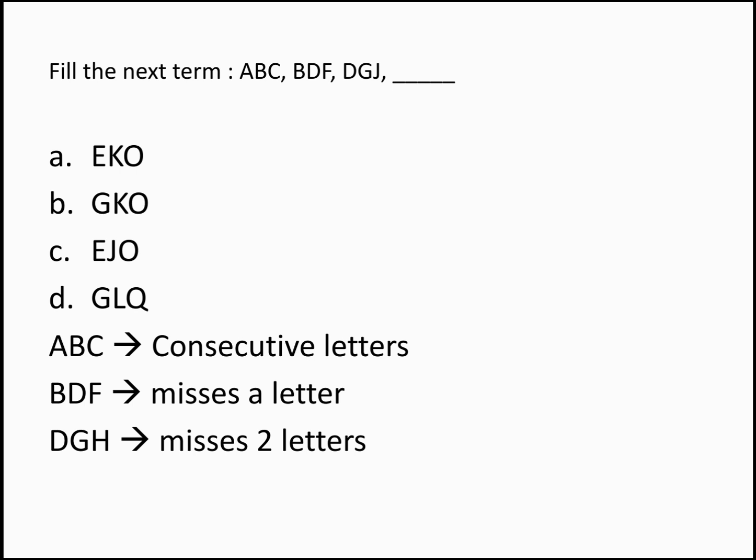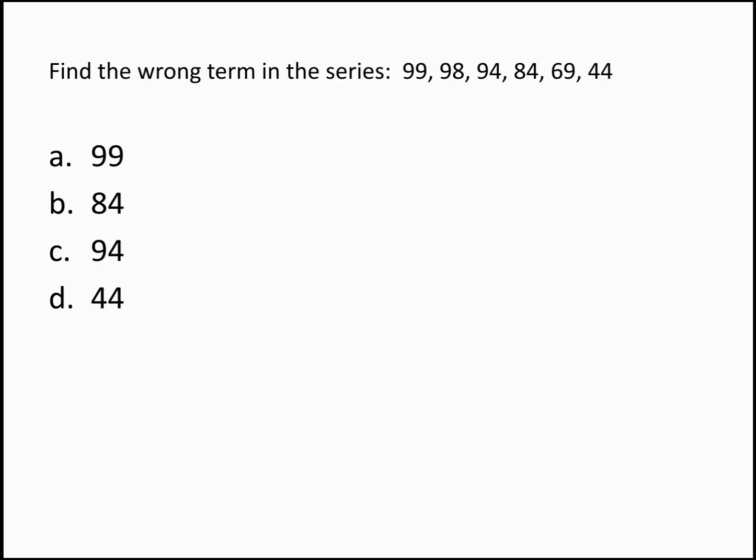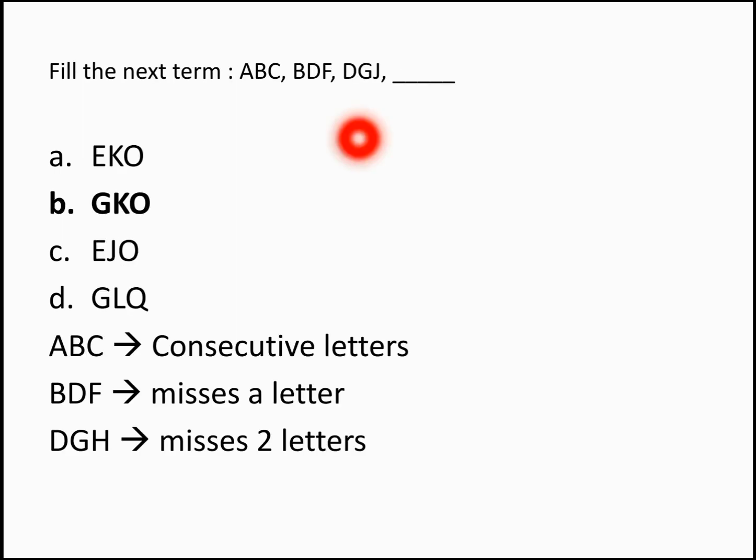Right? In that way the next option is going to be G, K, O, in between which you have 3 letters missed. Right? So that becomes your answer. And for this question you have to go with the options to find out the answer.